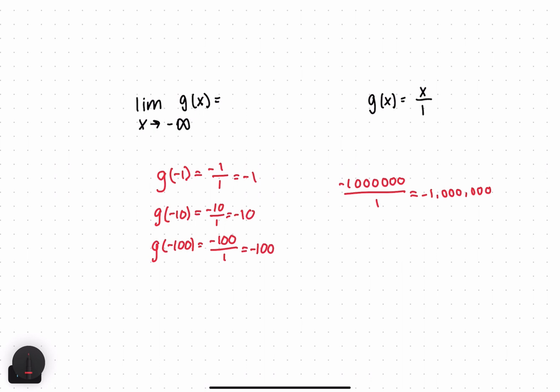So you can start to see the pattern that arises, and that as these x values are approaching negative infinity, the result of the function is negative numbers with larger magnitude, and is similarly approaching negative infinity itself. So we would say that the limit as x goes to negative infinity for the function g of x, where g of x is equal to x over 1, is negative infinity.